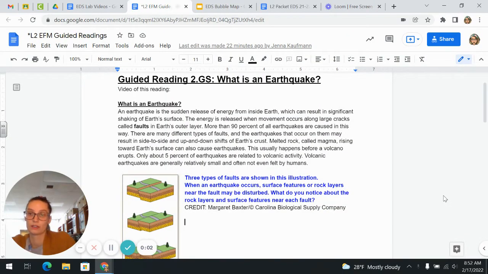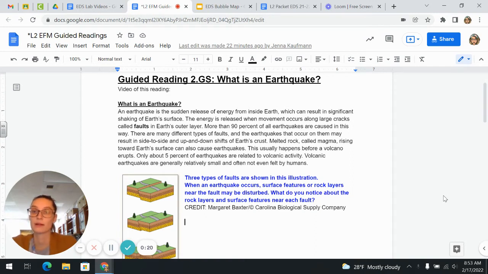What is an earthquake? An earthquake is the sudden release of energy from inside Earth, which can result in significant shaking of Earth's surface. The energy is released when movement occurs along large cracks called faults in the Earth's outer layer. More than 90% of all earthquakes are caused in this way.